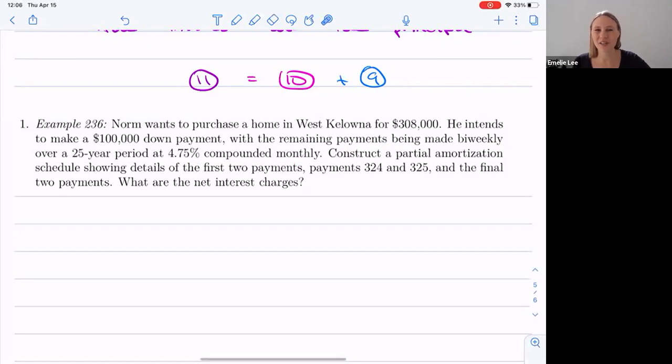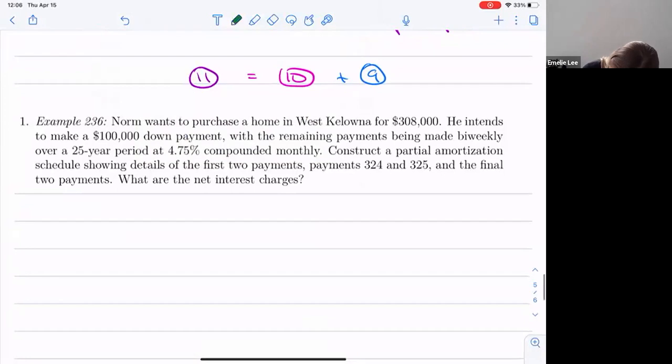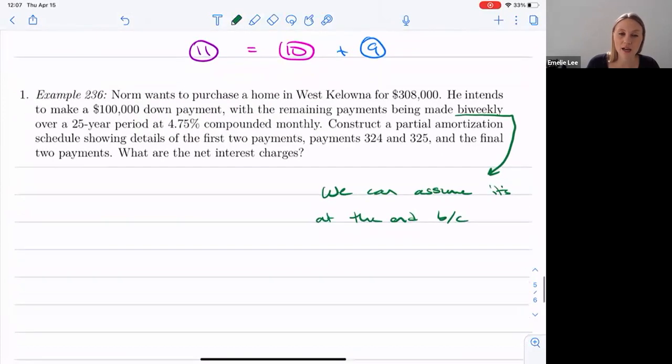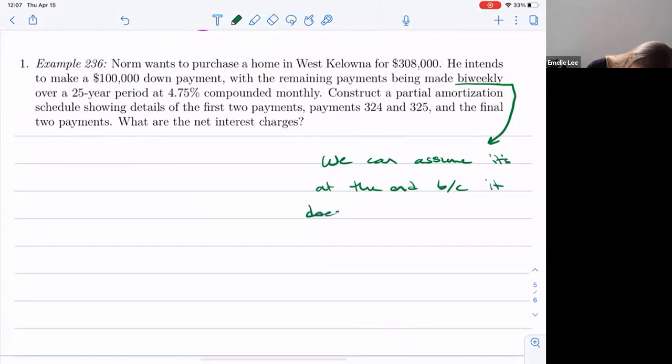Okay, here's where you guys are super on it, right, at this point. Are these bi-weekly payments at the end or at the beginning? Well, it doesn't clarify, so the default is at the end, right? Unless it says explicitly that it's at the beginning of each bi-weekly period, you can assume that it's at the end, okay? So I will make a note here. We can assume it's at the end because it doesn't explicitly say at the beginning, right? And so that's going to be important.